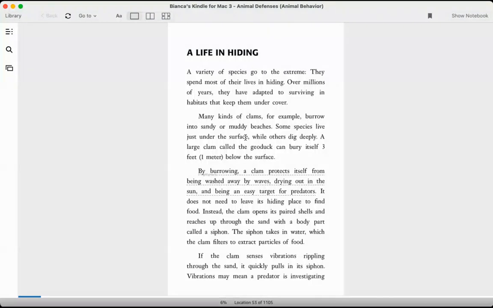By burrowing, a clam protects itself from being washed away by waves, drying out in the sun, and being an easy target for predators.